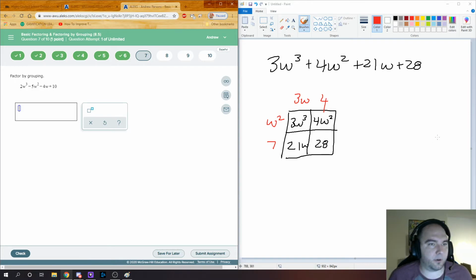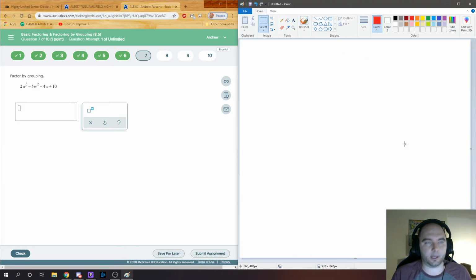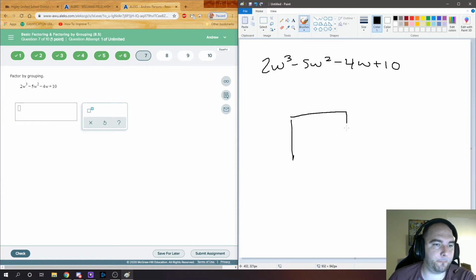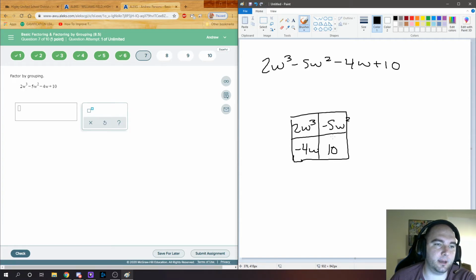All right, another one. This one is slightly different because it does have a negative sign on it. Negative signs can cause some slightly different answers here. 2w to the 3, 5w squared, 4w and 10. 2w to the 3 minus 5w squared. Notice I'm putting the sign on the minus guy. That's very important. Negative 4w and 10.